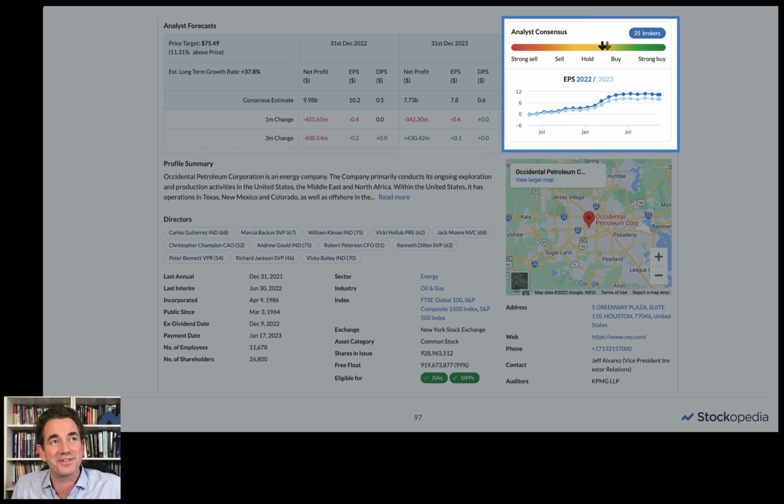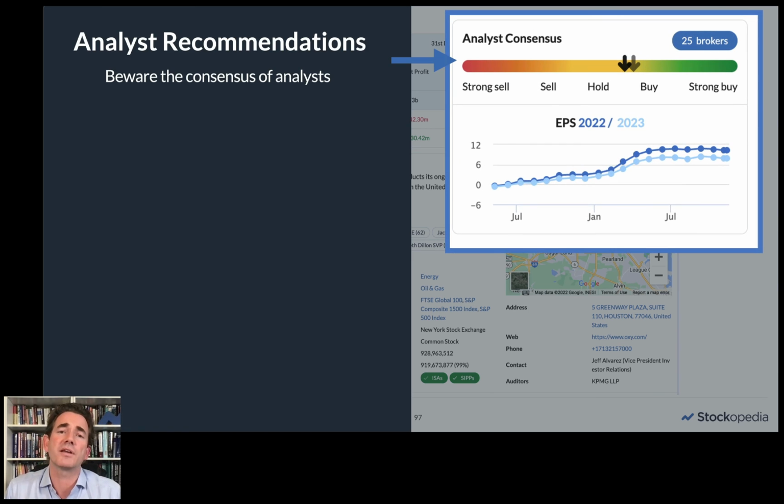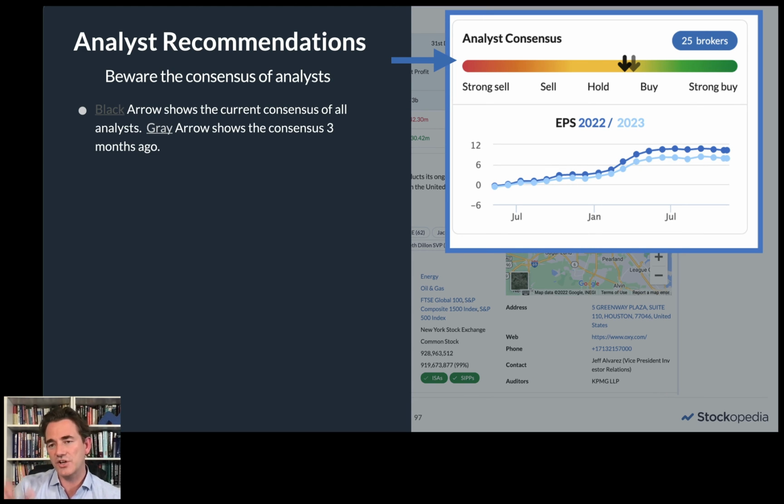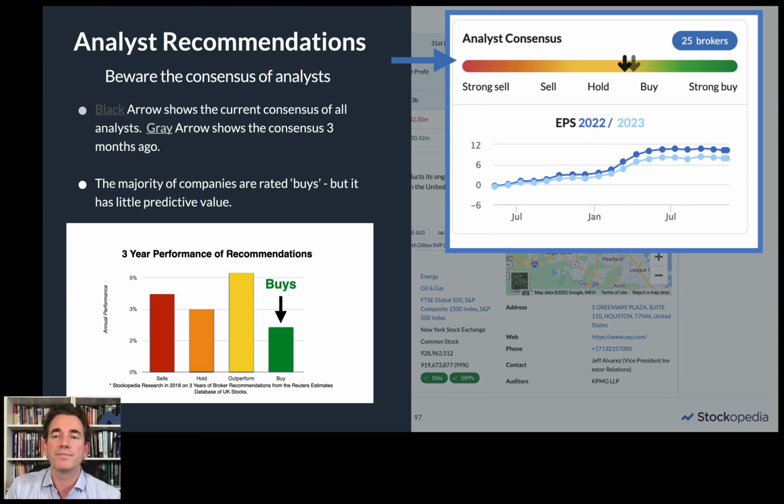Now, the next point on this is another thing to scan. Okay, it's two things to scan on the smart money, but this is the analyst consensus. And this has a couple of components. Firstly, the actual analyst recommendation. Now, I'm going to troll this slightly because you need to beware of the consensus of analysts. The buy recommendation shows a meter from strong buy to strong sell. And the black arrow shows the current consensus of all analysts. The grey arrow shows the consensus 3 months ago.